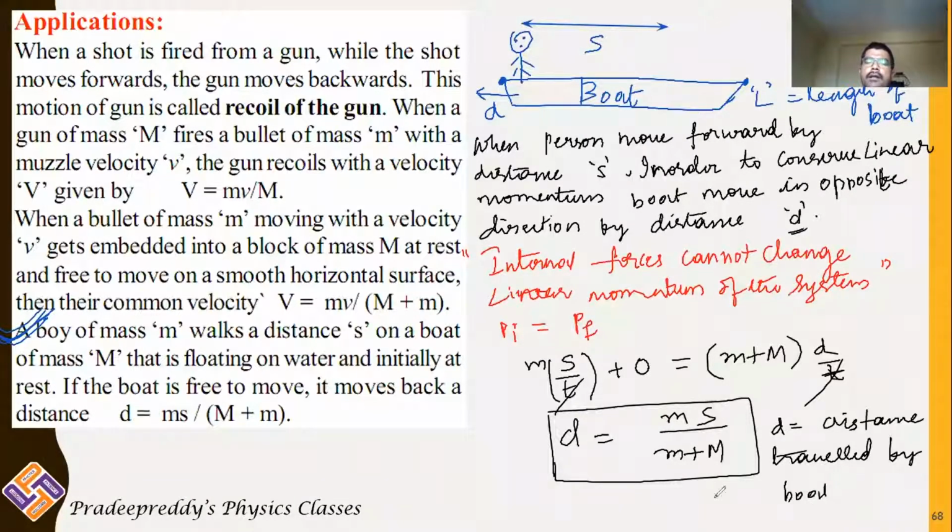And remember, usually the boat's mass is very large compared to that of the person. Therefore, the distance traveled by the boat is very, very small, because in the denominator the value is large. So as m divided by m plus capital M is less than 1, therefore d will also be less than 1. So the distance traveled by the boat is very small compared to the distance traveled by the person.